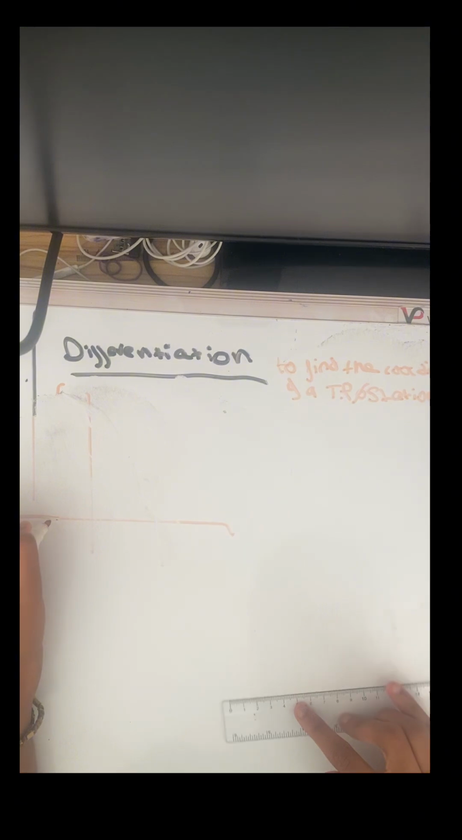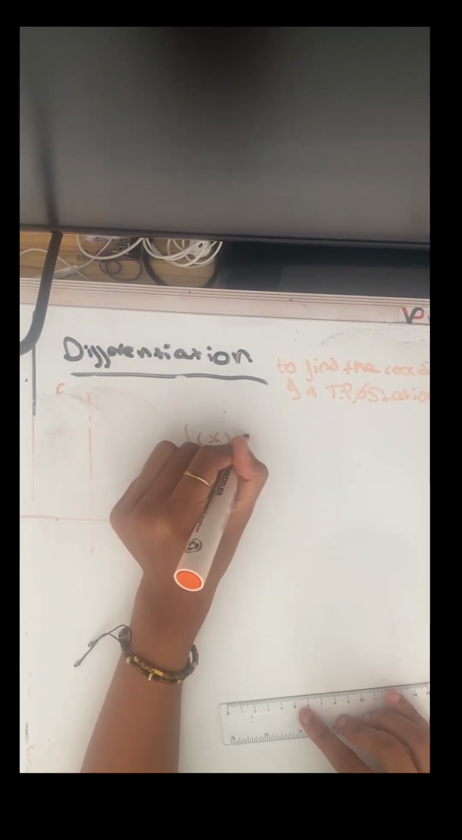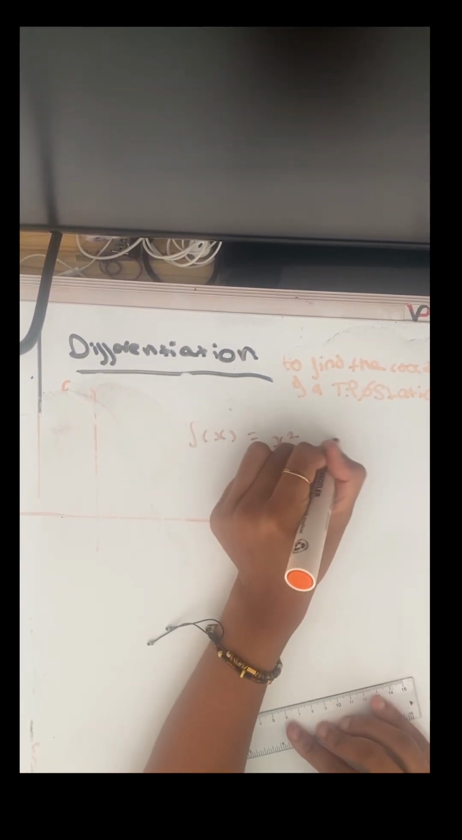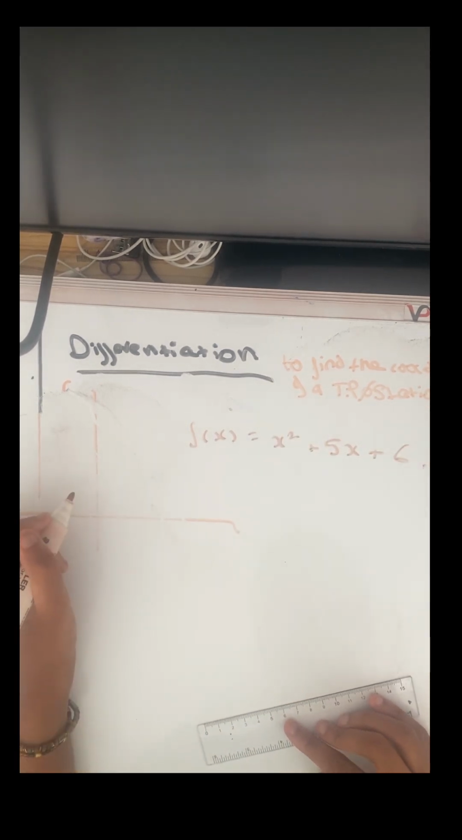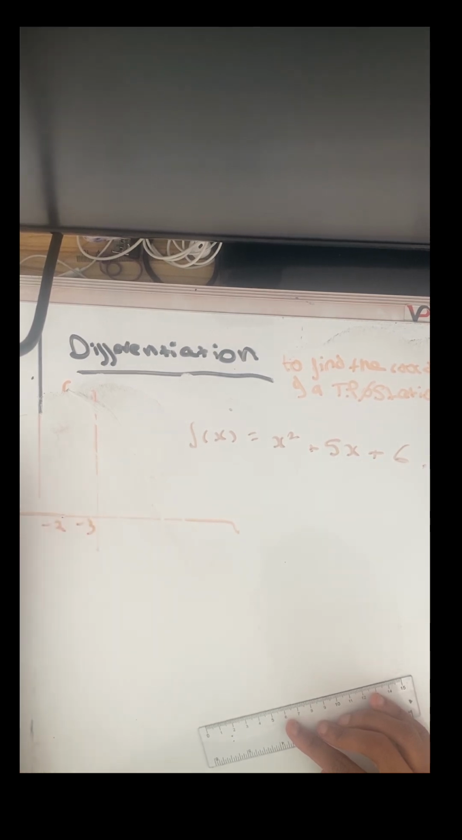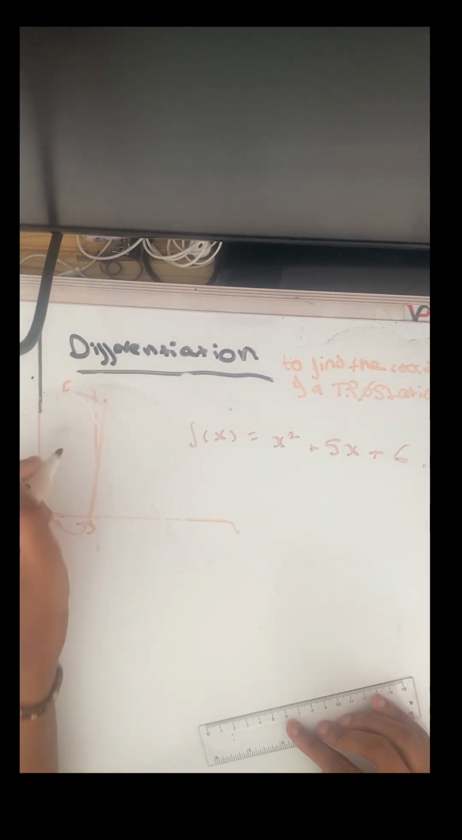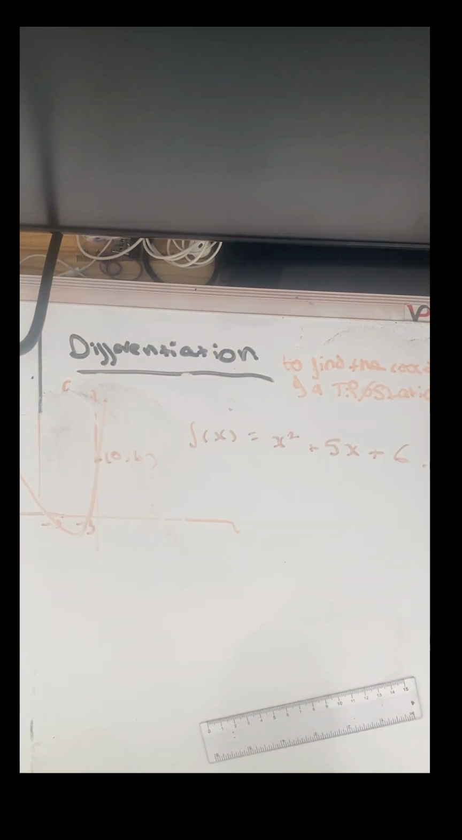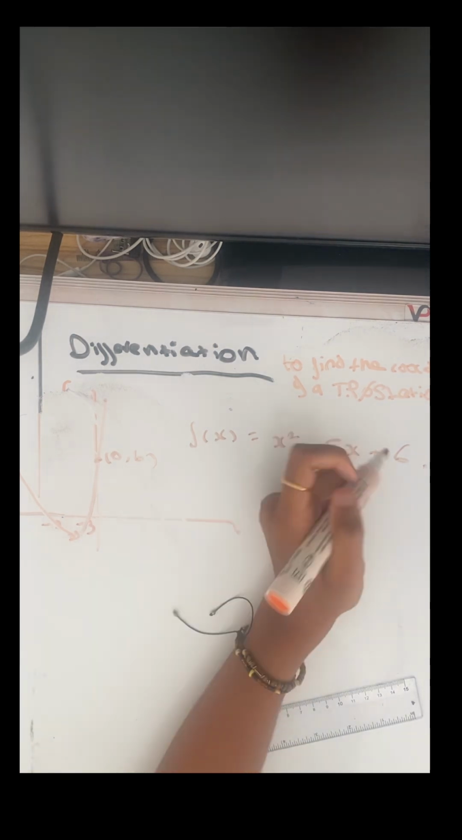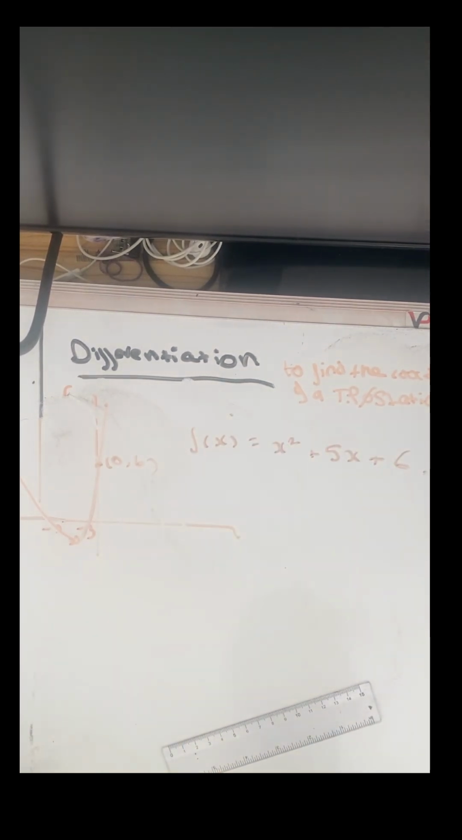We have f of x equals x squared plus 5x plus 6. Okay. So we have -2, -3, and then this is 0, 6, right? Now, we could probably use completing the square to find out what this turning point is. But I want you to just kind of think of what the concept is.